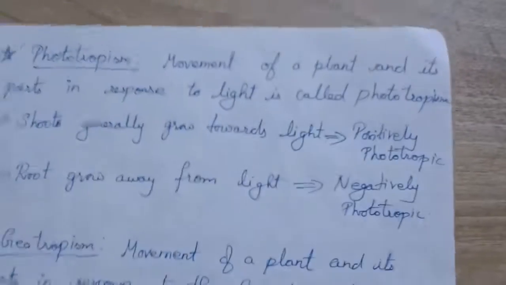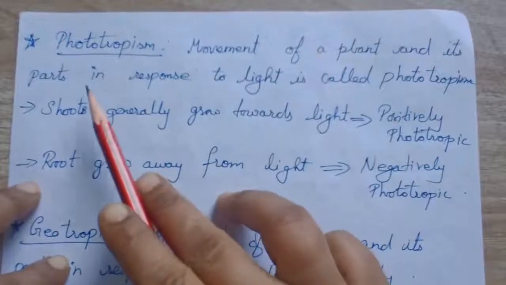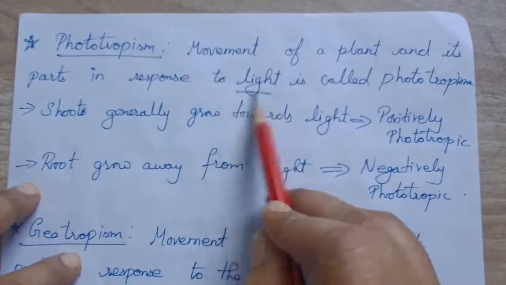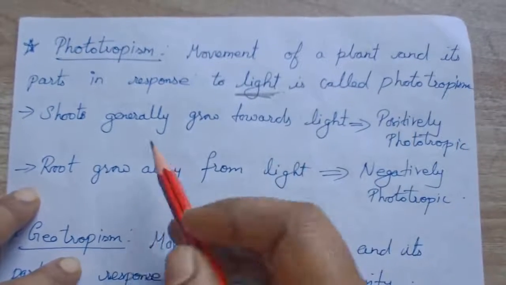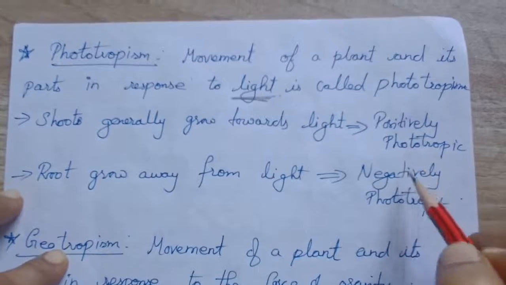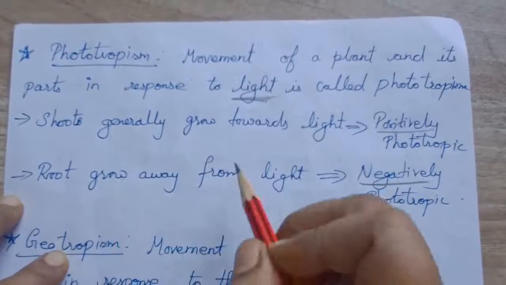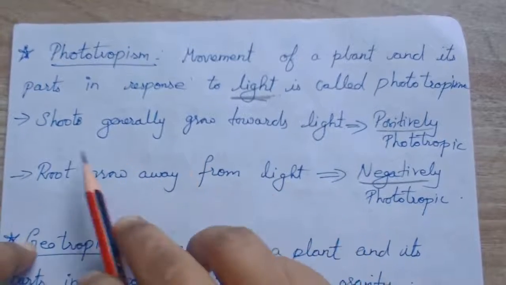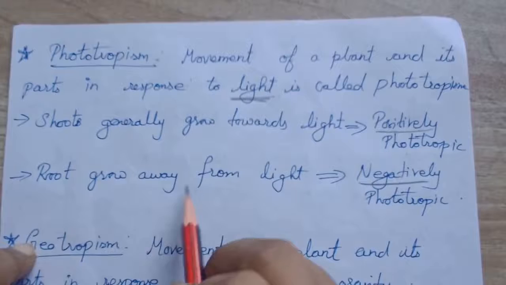So what is meant by phototropism? Movement of a plant and its parts in response to light is called phototropism. So we have two types: positively phototropic and negatively phototropic. Positively means what? Positive means always towards. Shoots generally grow towards the light, and roots grow away from the light.